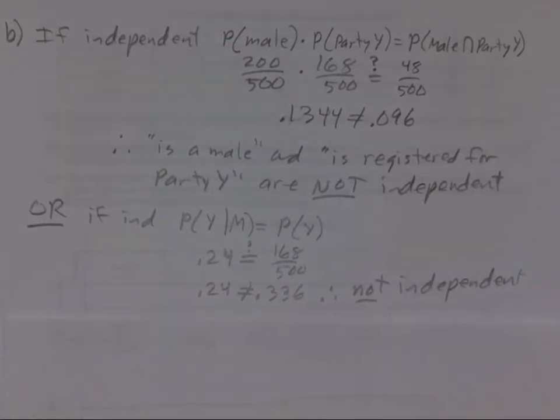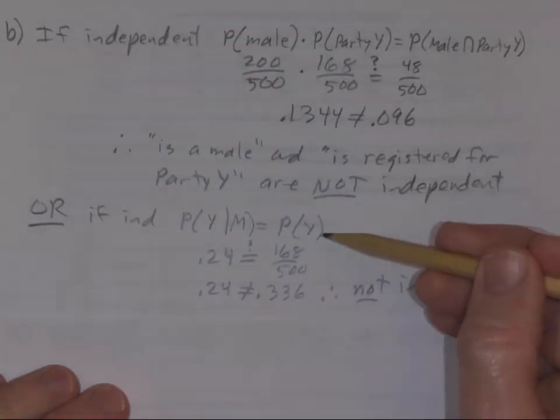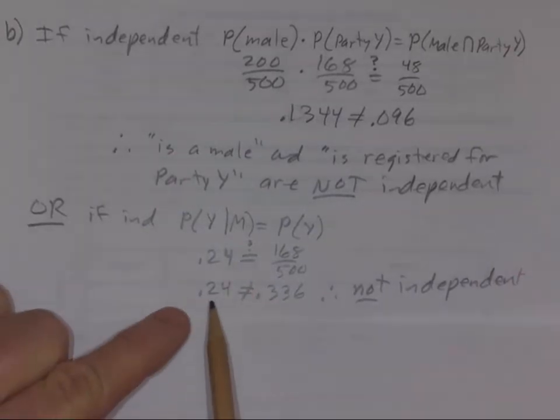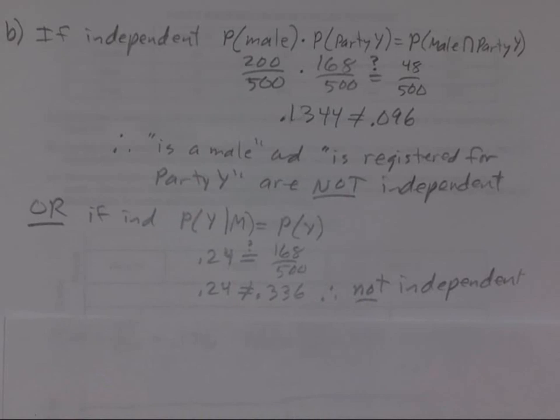So you could have done either of those. But to me, this is sort of intuitive. Of all the 500 people, the probability they're in party Y is 33.6%. But then if I gave you the stipulation, well, they're male, now that probability went down to 24%. So that means they're not independent. The occurrence of one, in essence, changed the probability of the other one occurring.